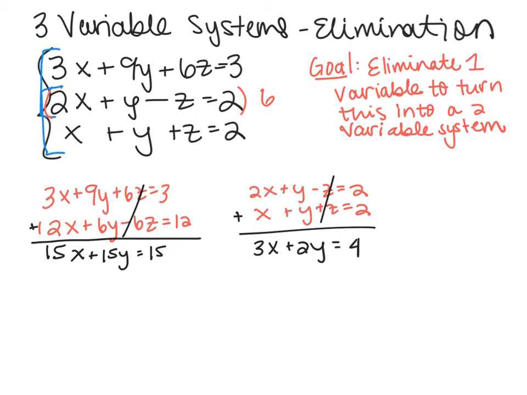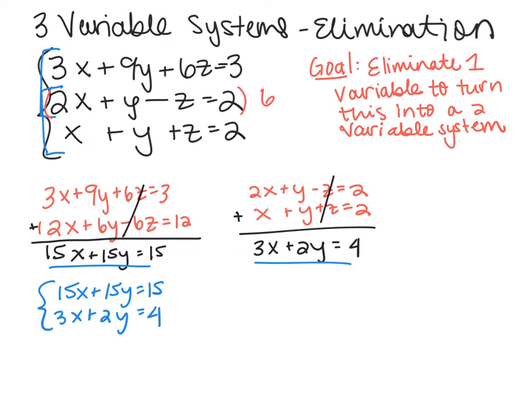So now I've turned this into just a system of two equations, and we will solve this one. 15x plus 15y equals 15, and 3x plus 2y equals 4. So now we can solve this as we would any normal system, elimination or substitution. We'll stick with the theme and just go ahead and do elimination. To eliminate, I'm going to multiply the second equation by a negative 5, and that turns into negative 15x minus 10y equals negative 20. The other equation stays the same.